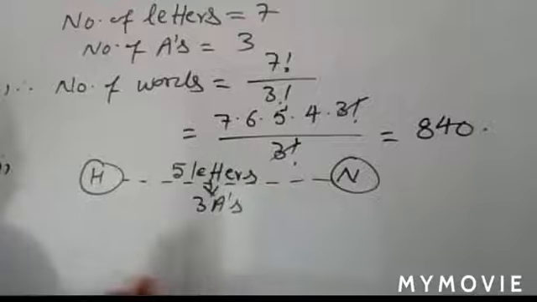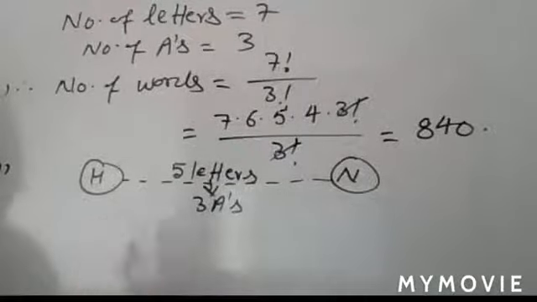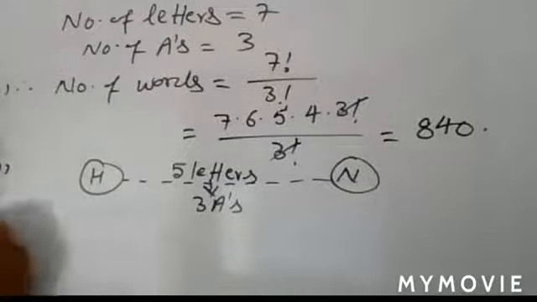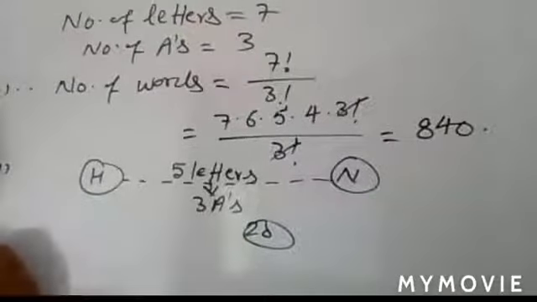When the word starts with H and ends with N, the remaining 5 letters contain 3 A's. Then you write: required number of words is equal to factorial 5 upon factorial 3. So your answer is 20. That is correct. Now you come to the third part.